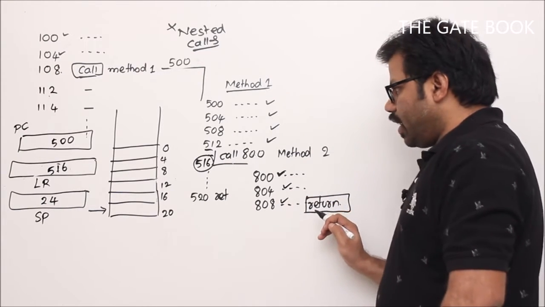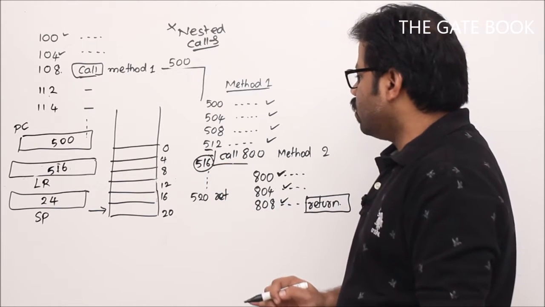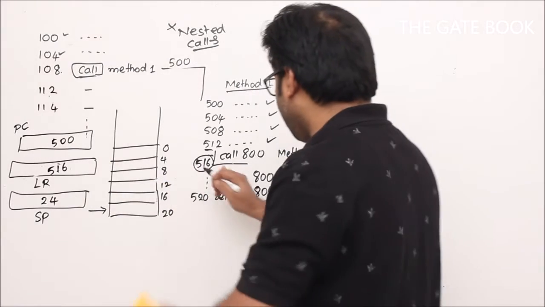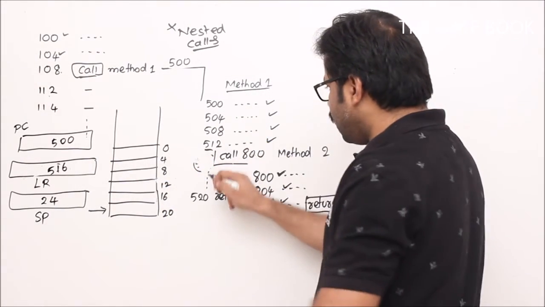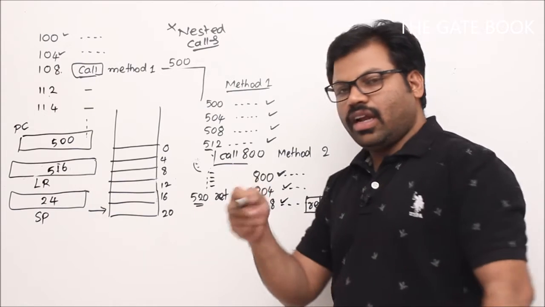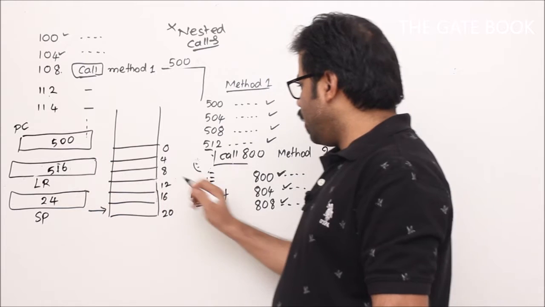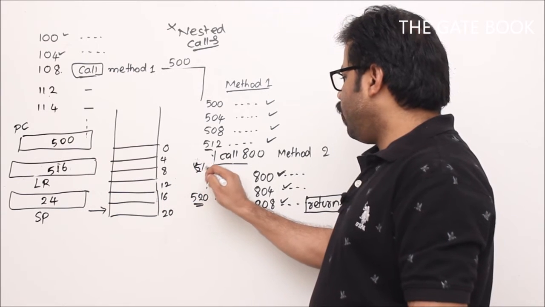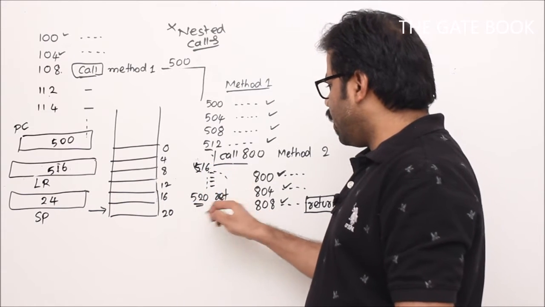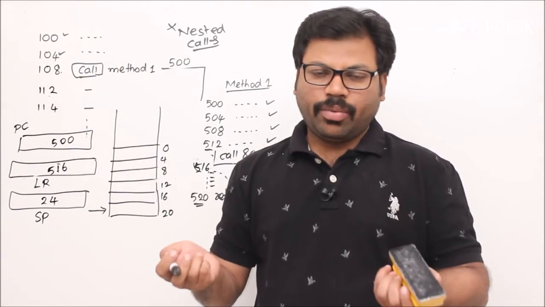Then return. Because of return, what happens? We have to come to 516, right? When you come to 516, we can complete this method's remaining instructions. Perfect. Then at 520 there is a return. Recall what return does. Whenever there is a return, it will go to the link register and it will show 516 again. But if you go to 516, then you come back, and there is an infinite loop, because this is not a proper design, correct?